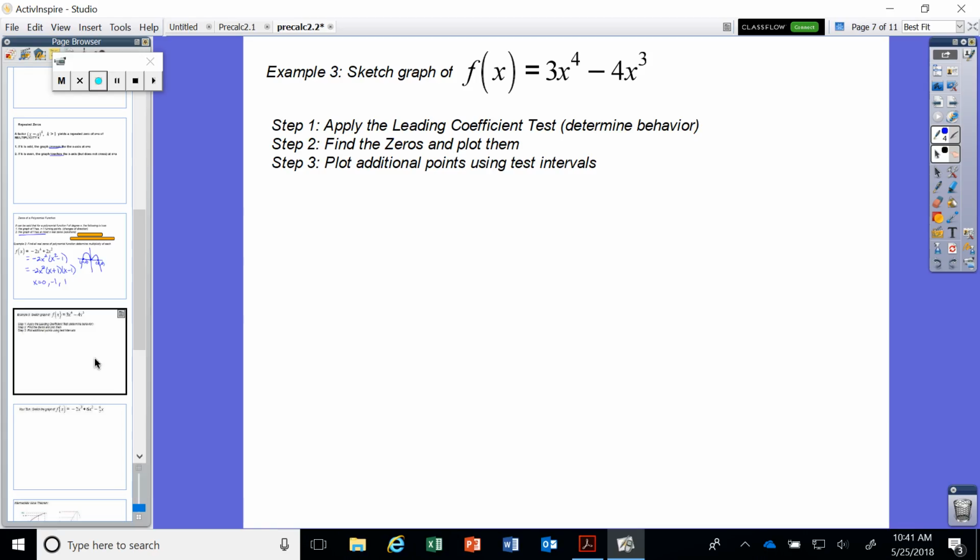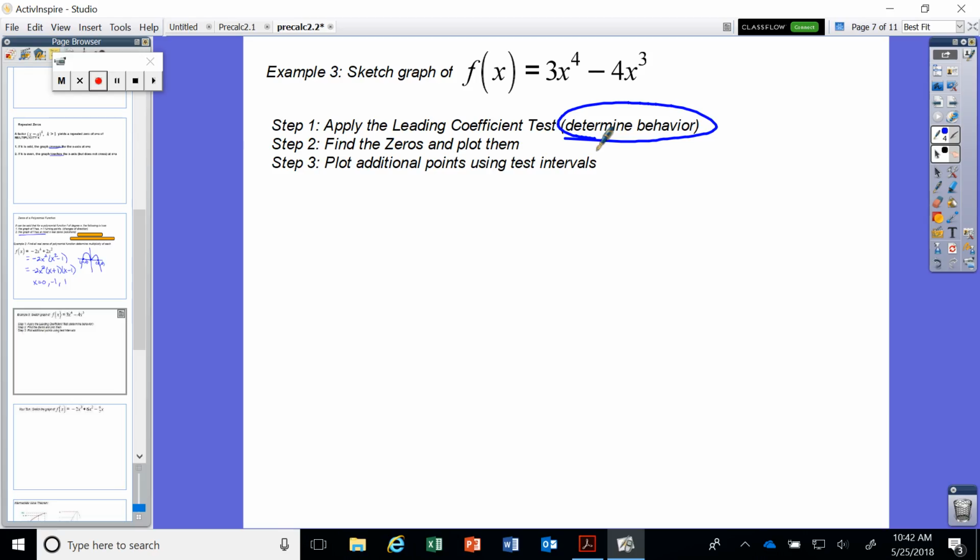All right, let's take a look here. In our next one, we're going to go ahead and sketch this graph kind of like we did before. First and foremost, we want to look at what we need. I've gone ahead and made 3 steps for us. We definitely need to use the leading coefficient test, because this determines the end behavior of the graph. Secondly, we have to find out what the zeros are, because that's going to tell us where it either touches or crosses the x-axis. And then lastly, we're going to plot some additional points to help us make some test intervals as well.